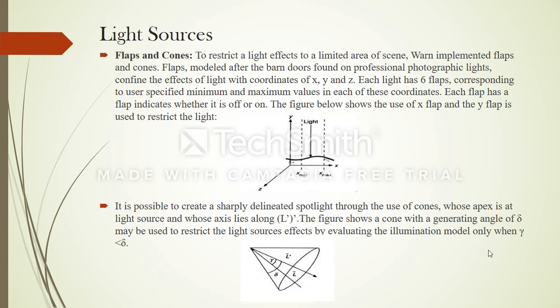Flaps and cones. To restrict a light's effects to a limited area of the scene, Warner implemented flaps and cones. Flaps, modeled after the barn doors found on professional photographic lights, confined the effect of lights with coordinates of x, y, and z. Each light has 6 flaps corresponding to user-specified minimum and maximum values in each of these quadrants. It is possible to create sharply delineated spotlights through the use of cones whose apex is the light source and whose axis lies along the L'.